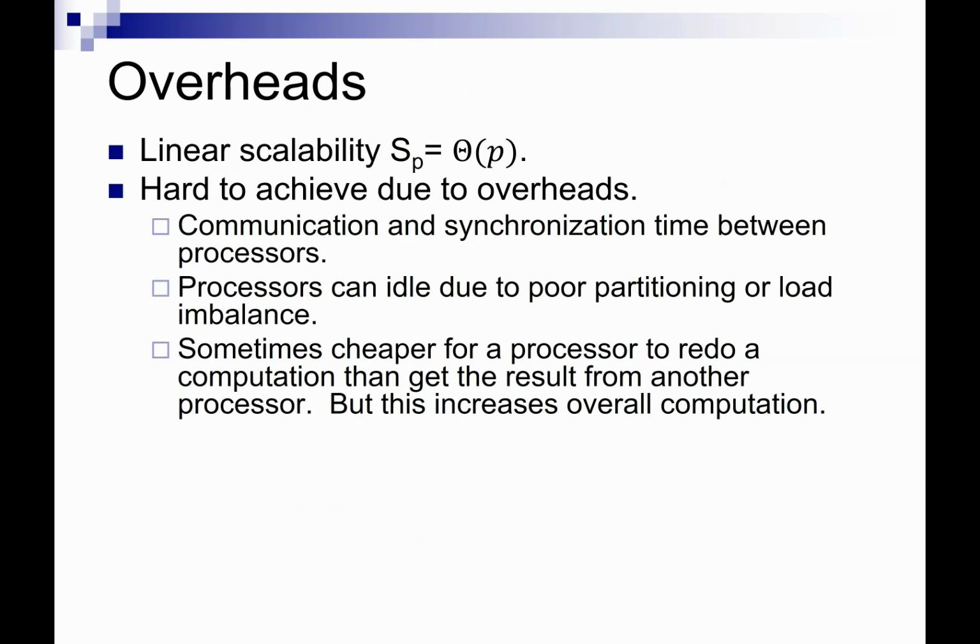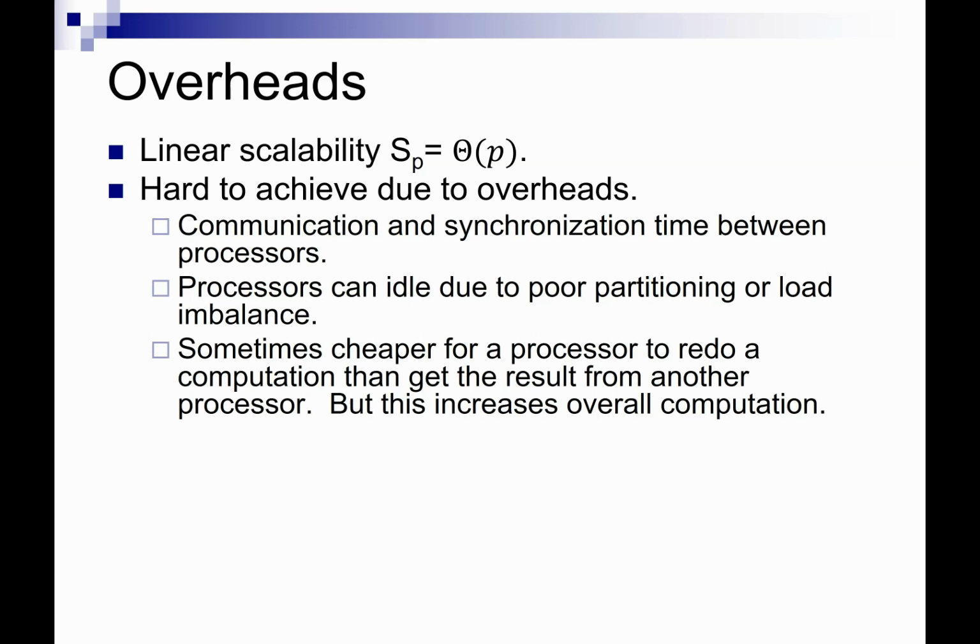Okay, so let's talk about these overheads. Linear scalability basically means that the speed up that you're getting is exactly proportional to the number of processors that you're using. As I said, this is hard to achieve because of overheads. So what are these overheads? Well, if we're using multiple processors, then of course the processors need to communicate with each other, and they also need to synchronize with each other. All of that incurs a cost. We talked about communication cost last time. We saw that this is actually quite a substantial cost in terms of the overall running time.